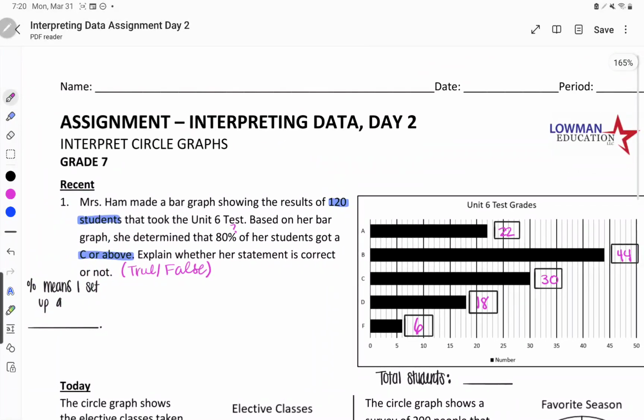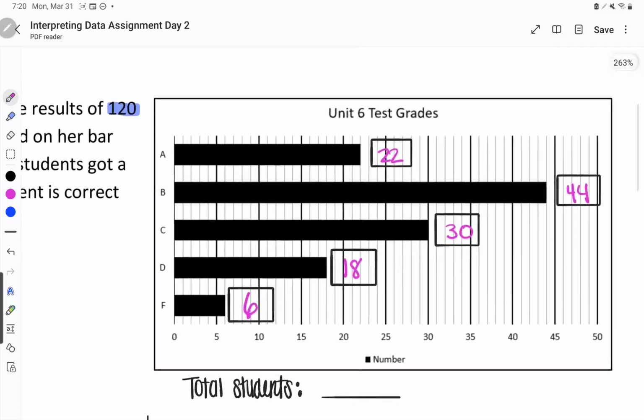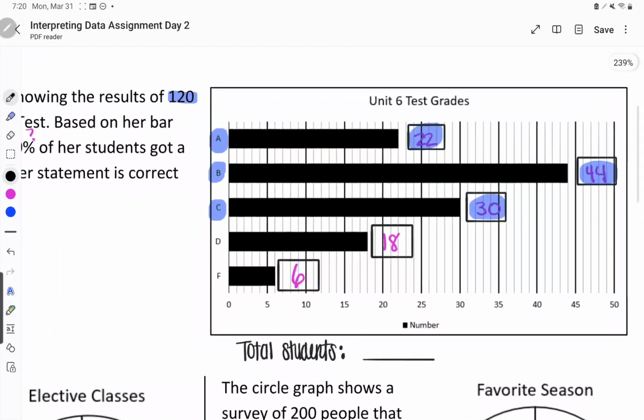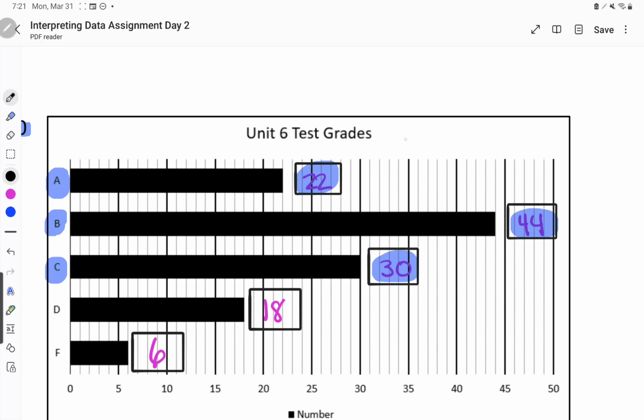Now, it says C or above. So which numbers qualify as C or above? A C or above is going to be a C, B, or an A. So that means I have 30 students, 44 students, and 22 students. So how many students got a C or above? 96 students got a C or above.